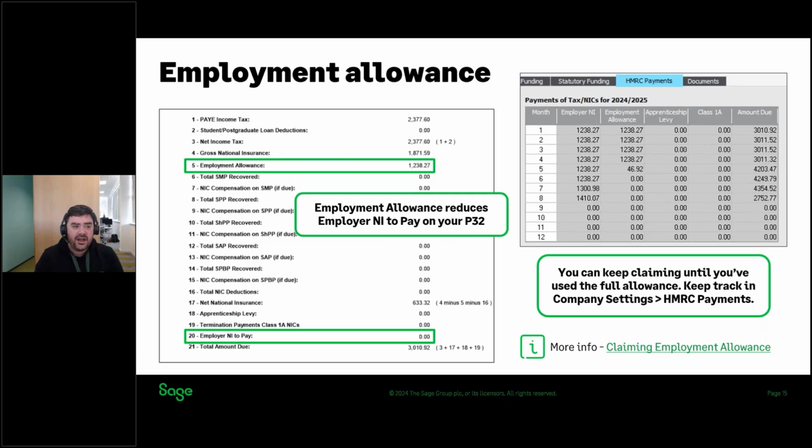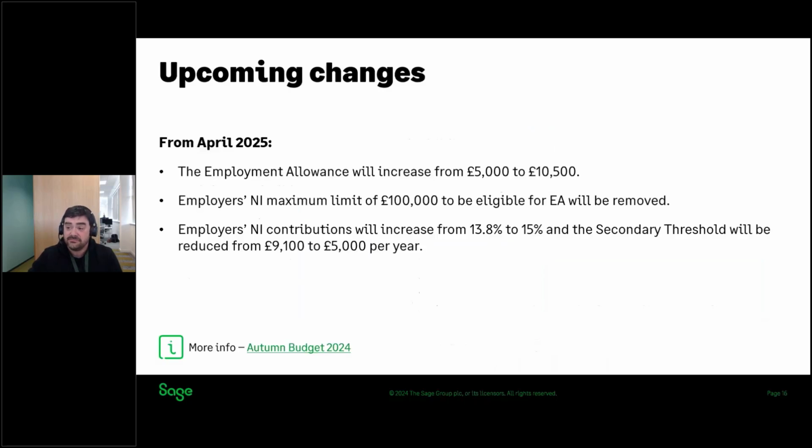So that's a little bit on claiming employment allowance, but I do want to talk to you about some of the upcoming changes that were announced in the autumn budget. So with effect from April 2025, the employment allowance will increase from its current level of £5,000 per year to £10,500. So that has more than doubled. And the employer's NI maximum limit of £100,000 per year to be eligible will be removed. So this means there'll be a lot more businesses that are eligible for employment allowance moving into the new year.